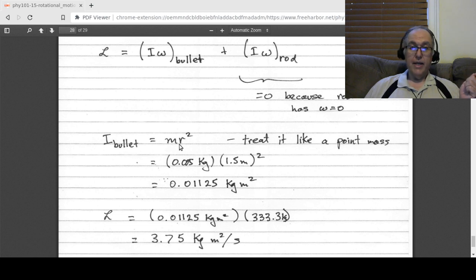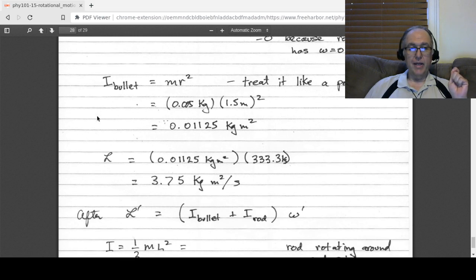Okay, the moment of inertia of the bullet just before it strikes. It's a mass m at a radius r. So just picture that bullet just before it touches the rod. It has a mass of 5 grams, and it's at a radius of 1.5 meters from the axis of rotation. And so its moment of inertia is mr squared. This is just like the point mass of the child in the previous problem. m is 0.005 kilograms, it's 5 grams, and r is 1.5 meters, and that gives us a moment of inertia of 0.01125 kilogram meters squared.